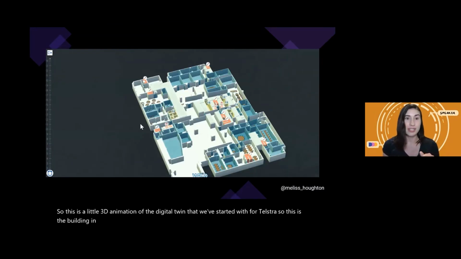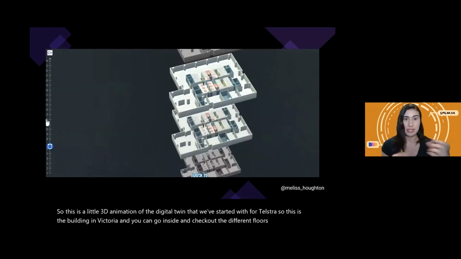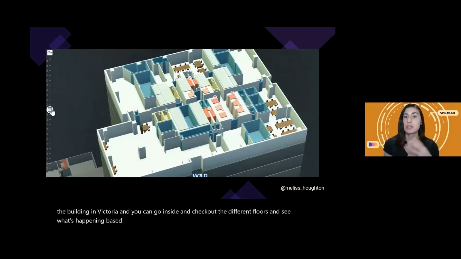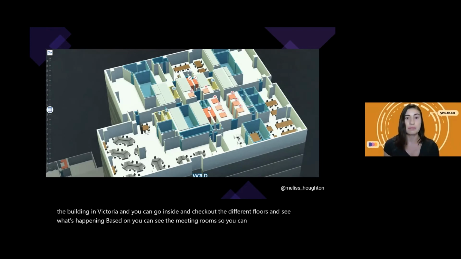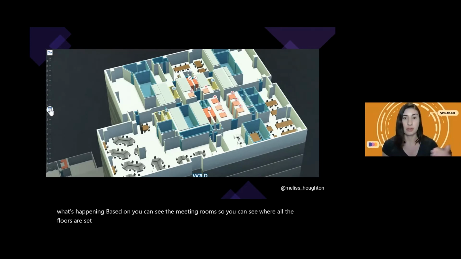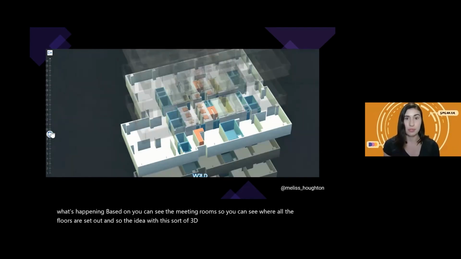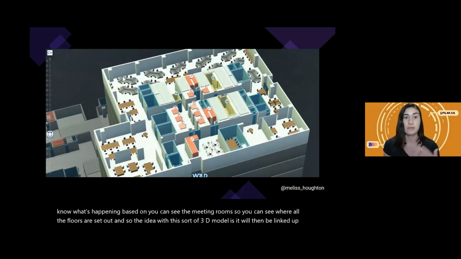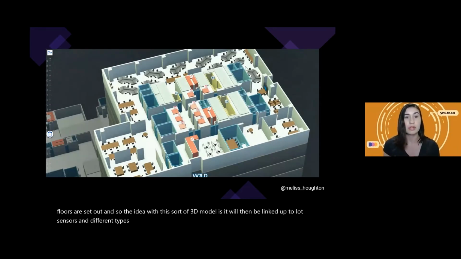And you can go inside and check out the different floors and see what's happening. You can see the meeting rooms, you can see where all the floors are set out. And so the idea with this sort of 3D model is it'll then be linked up to IoT sensors and different types of telemetry that we're collecting within the building.